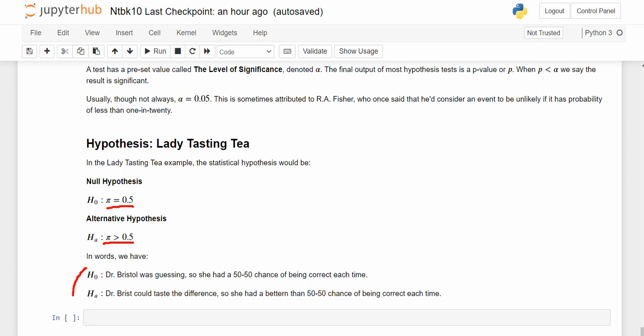So in words, the null hypothesis is that Dr. Bristol was guessing, and the alternative hypothesis is no. Dr. Bristol, sorry, I put Brist. I left off the OL. Sorry about that. Dr. Bristol could taste the difference. Okay. So that's what we mean by hypothesis testing.